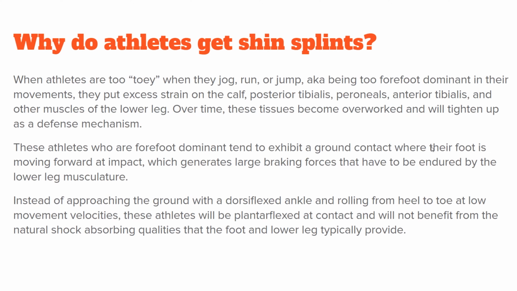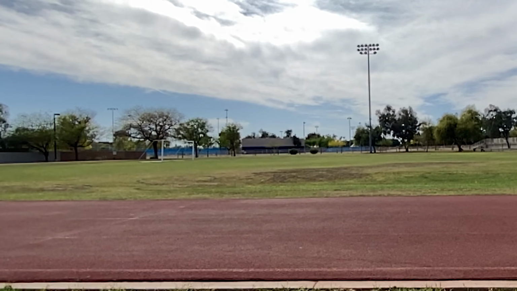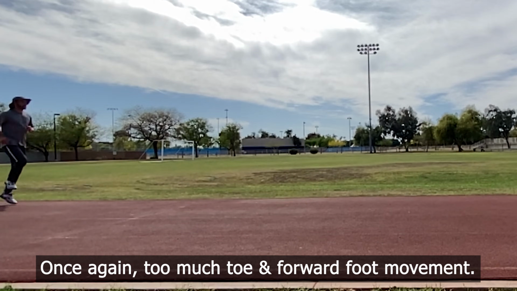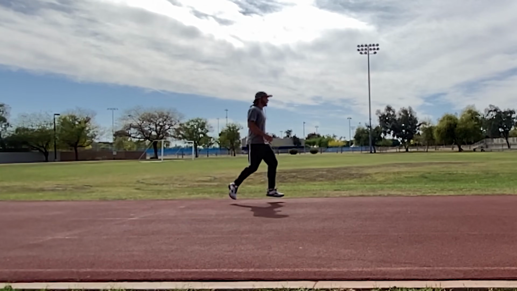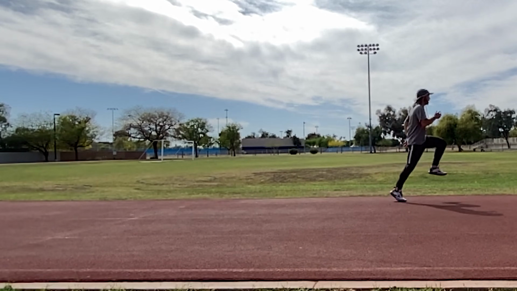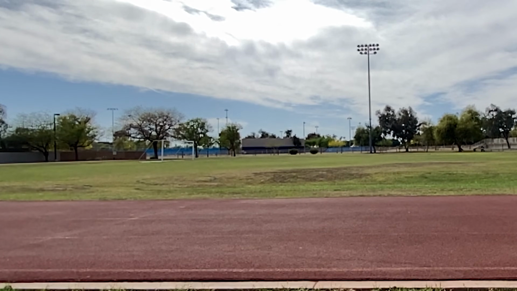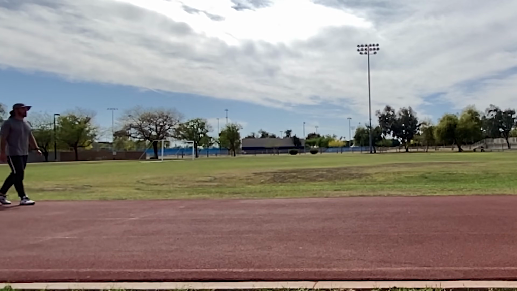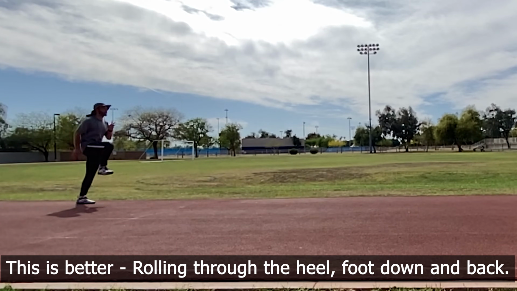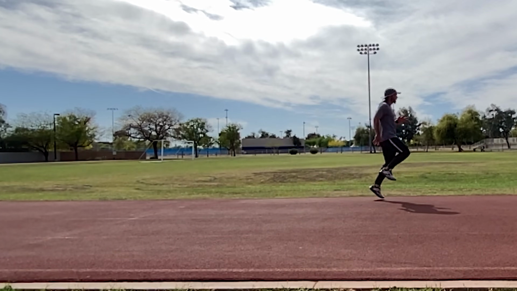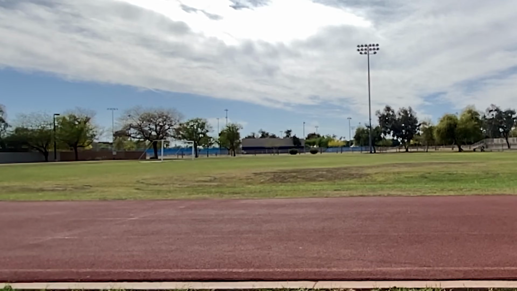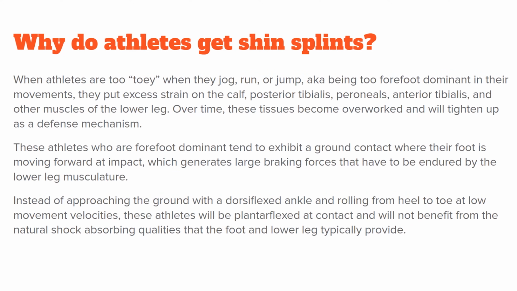Like I said before, when athletes are too toey when they jog, run, or jump, aka being too forefoot dominant in their movements, they put excess strain on the calf, posterior tibialis, anterior tibialis, peroneals, and the other muscles of the lower leg. Over time, these tissues become overworked and they aren't able to recover between sessions. They'll start to tighten up as a defense mechanism, and if this is let to continue, this is what's going to turn into shin splints, where you have a chronically inflamed, chronically pissed off group of muscles and tissues, and it's going to really inhibit your ability to run or jump.